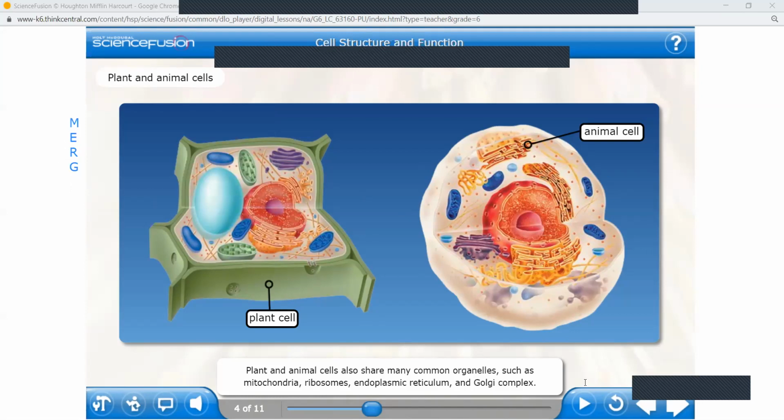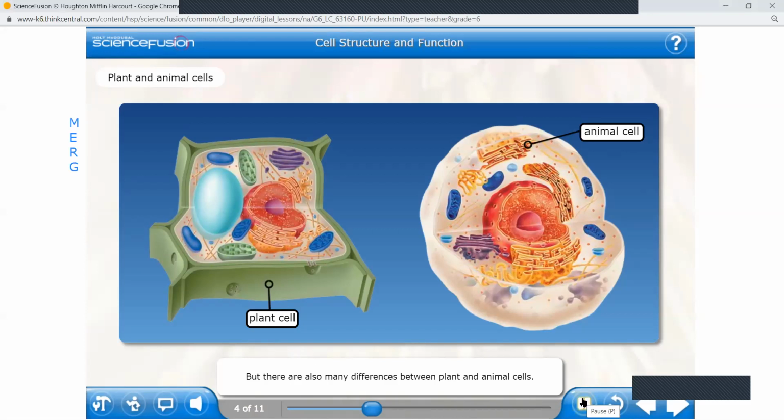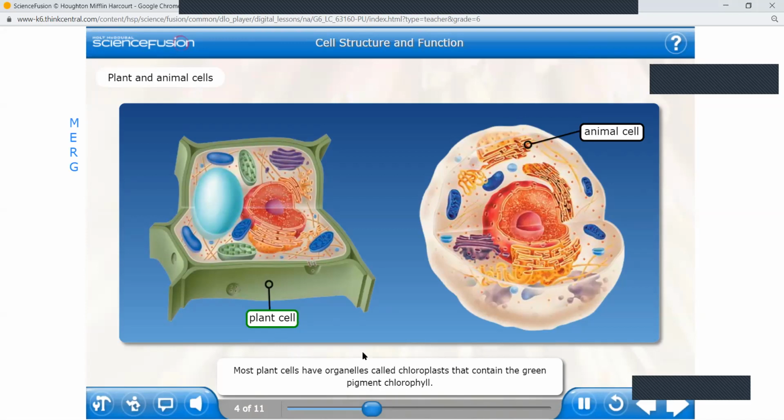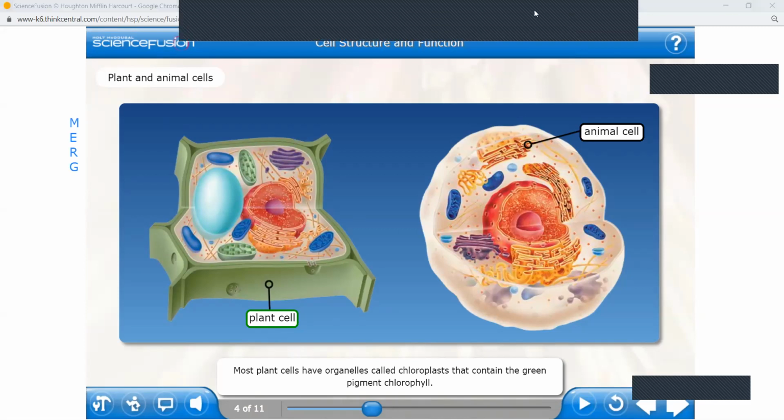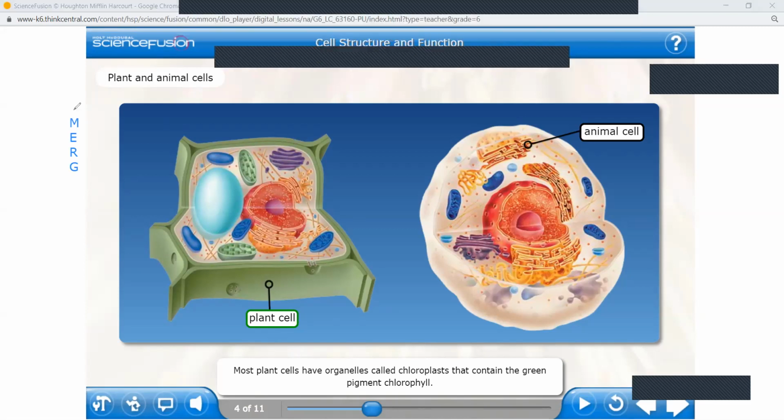Okay? Next. But there are also many differences between plant and animal cells. Most plant cells have organelles called chloroplasts that contain the green pigment chlorophyll. Now girls, I will make a heart here so that you remember this is something which they have in common.